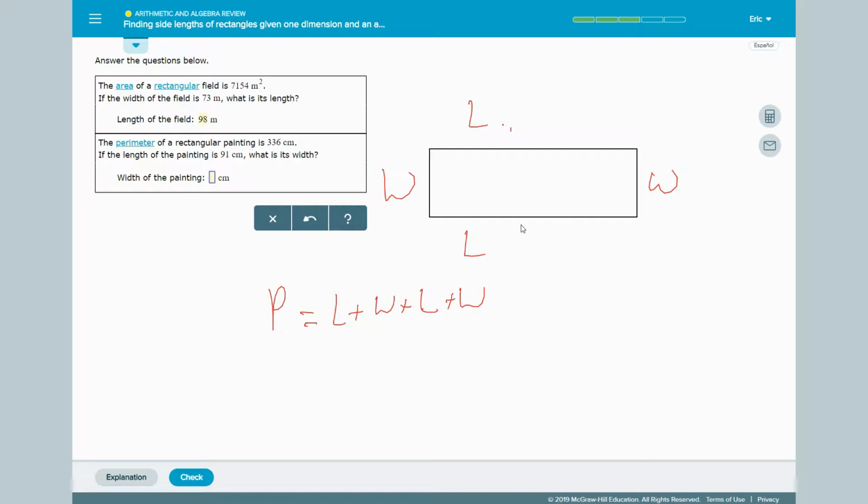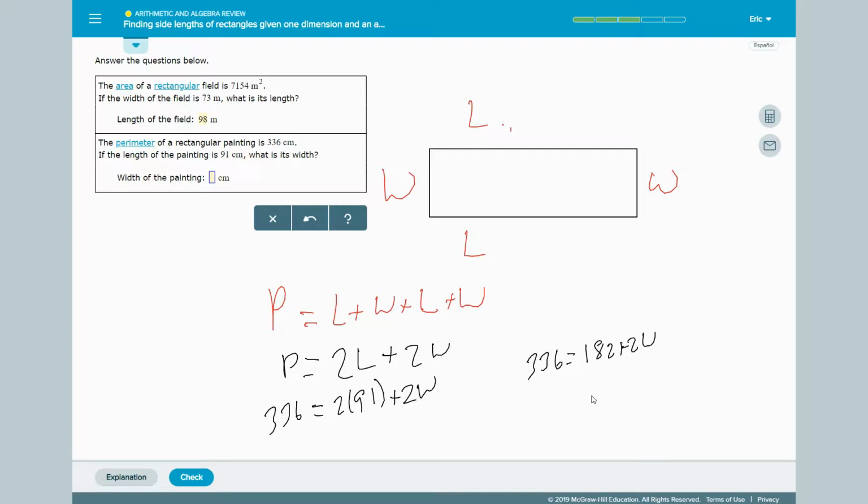Because we're dealing with variables here, we can actually simplify this. I have 2 lengths and 2 widths. In this case, we know our perimeter is 336. We're looking for our width, but we know our length is 91. Now I know that 2 times 91 is 182.